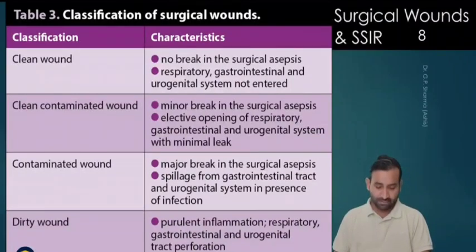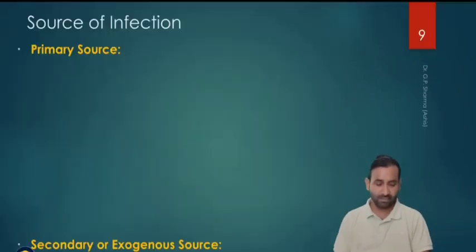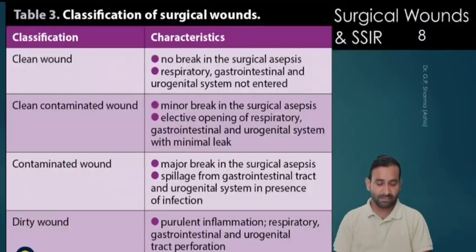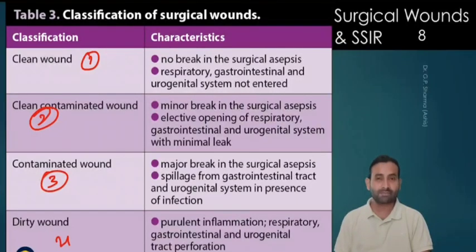Let's see the classification of the surgical wound. We have some classification of surgical wounds. We did this already during the wound classification, but here again we revise. Like clean wound, clean contaminated wound, and then the dirty wound, right? Four types of surgical wounds we have.